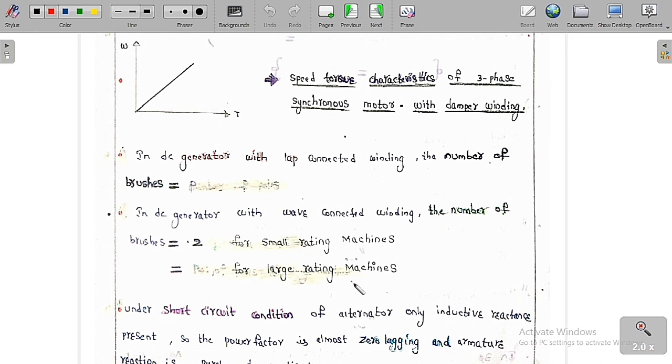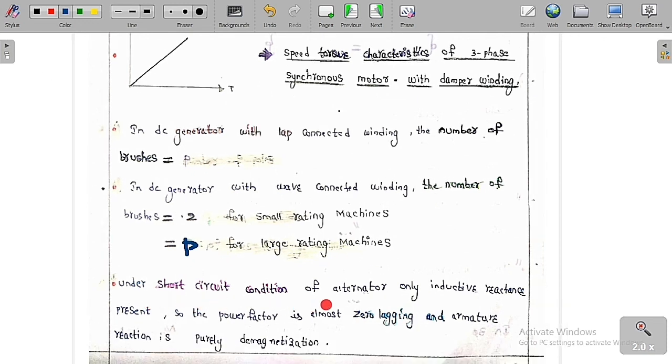So in case of lap winding, the number of brushes is equal to P, whereas in case of wave winding, the number of brushes is equal to 2 for small rating machines, and equal to P for large rating machines.